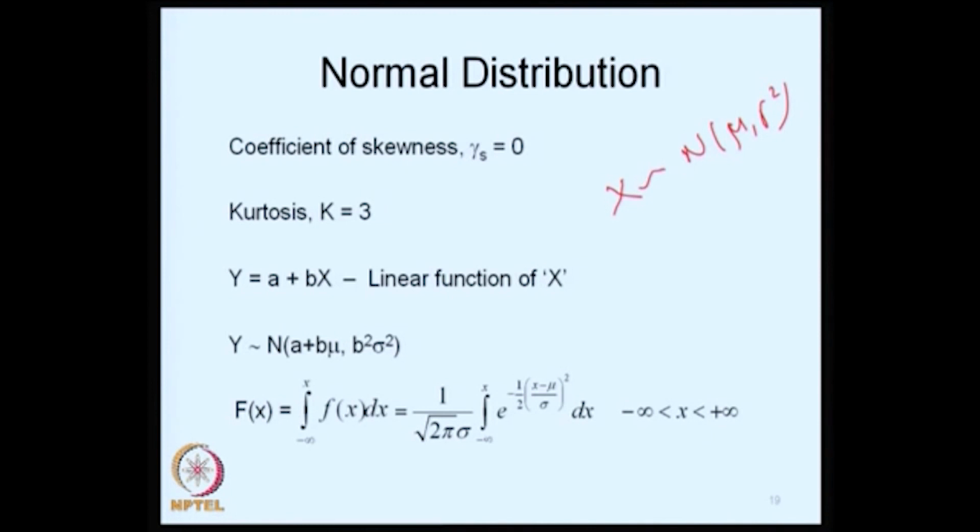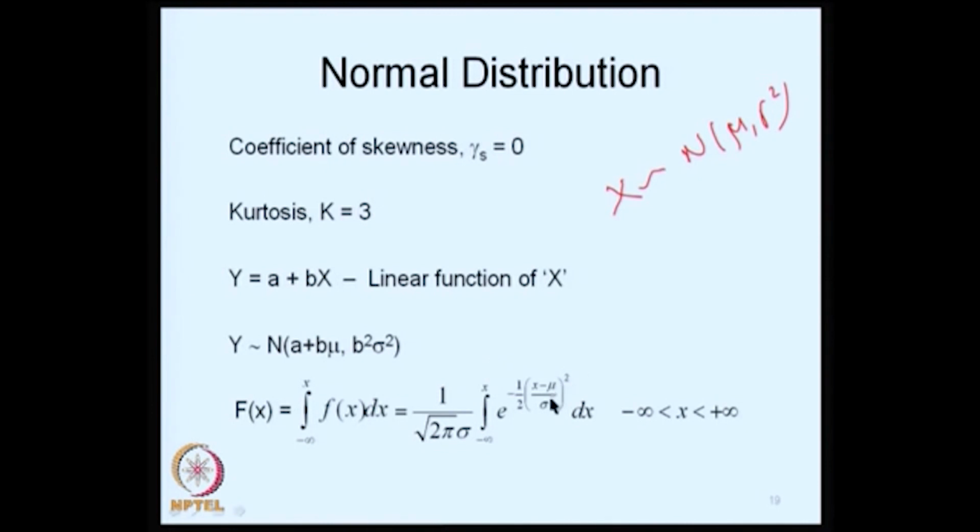Now, if you have a sample and you have obtained the sample estimates for mu and sigma, then you should be able to get the F of x, because your small f of x is completely defined in that case, and therefore, you should be able to get F of x, if you are able to integrate this between minus infinity to x.